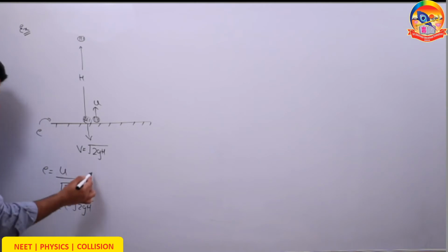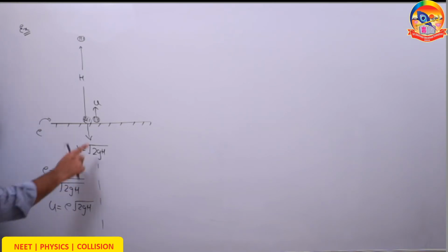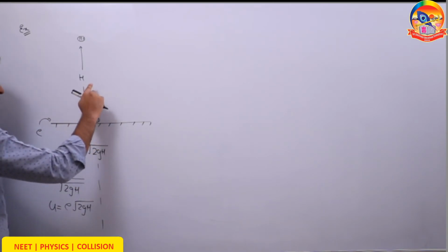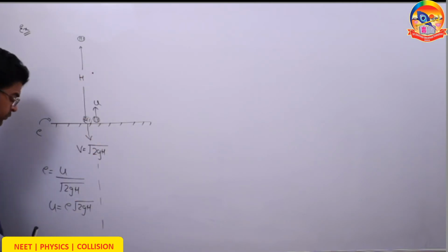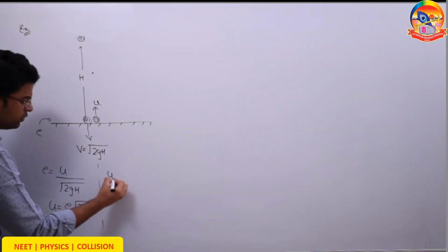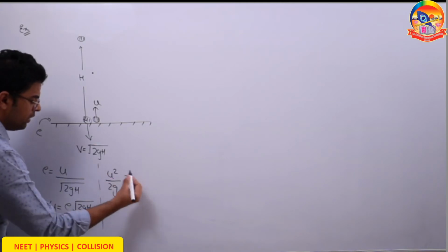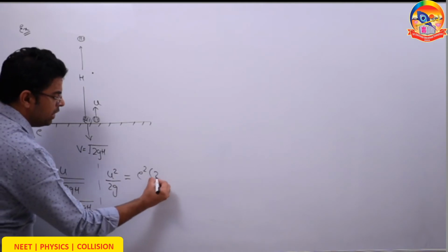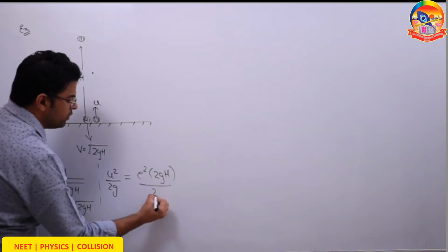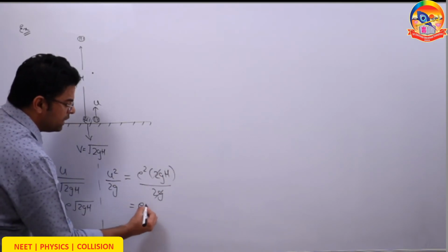With this much velocity, to what height will the ball go? When the ball is projected with a speed u up, it goes up to a height equal to u square by 2g. So here the maximum height attained will be u square by 2g. That will be equal to e square into 2gh by 2g, and you get e square h.